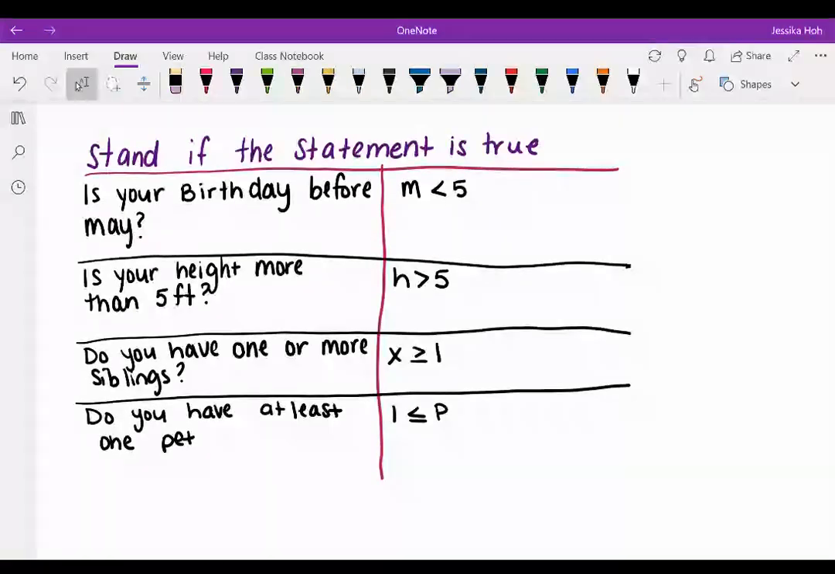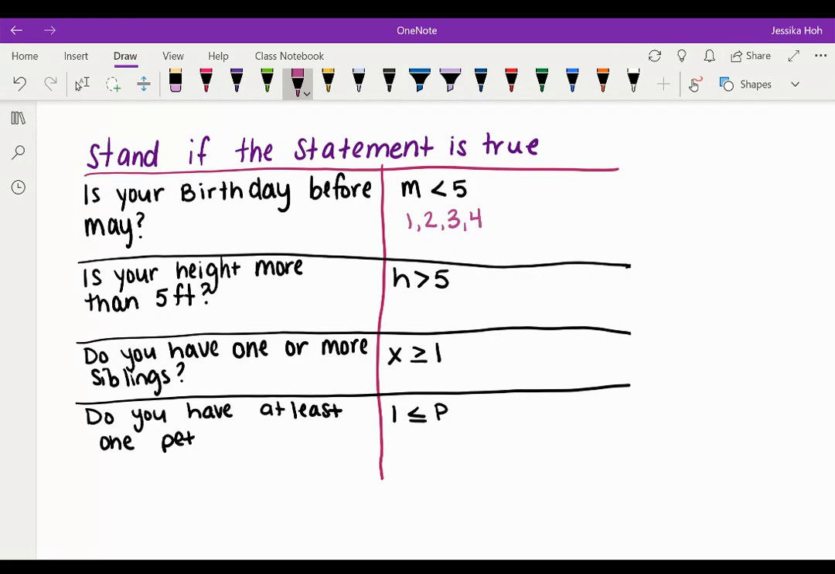So next we're going to move on and talk about inequalities. So I have a little activity. You can participate if you like. Stand if the statement is true. Is your birthday before May? So I have an inequality right here: m is less than 5. M represents month. So if you have a birthday in January, February, March, April, you would make this statement true. I cannot put 5 because 5 is May. 5 is not less than 5, so May would not work.